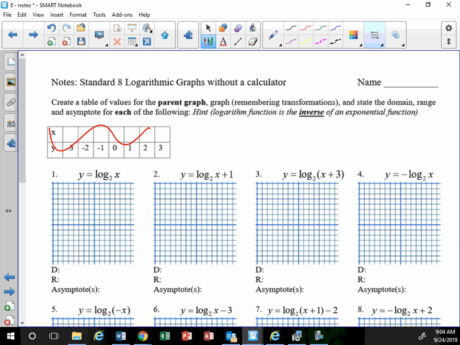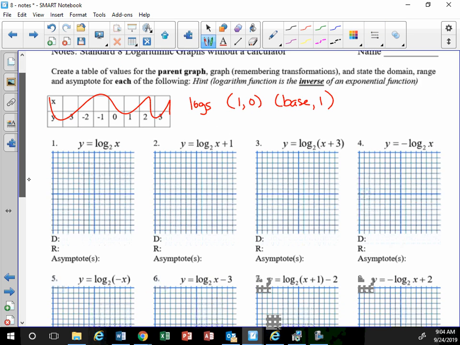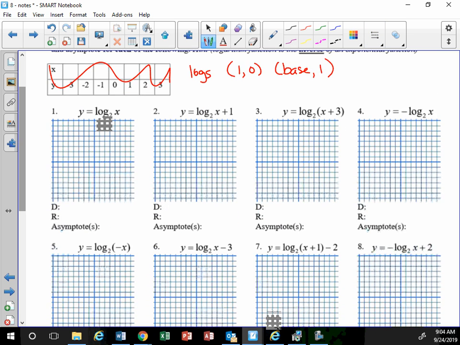All right, so we're not even going to fill in any of this. So remember, we'll write it at the top here. With exponentials, we used 0, 1, and 1, base. With logs, we're going to use 1, 0, and base, 1. So looking at your notes here, what's the base for all of them? 2. All right, let me get my y's on here.